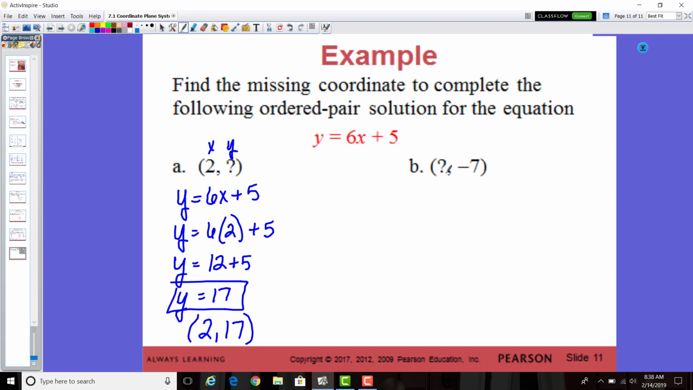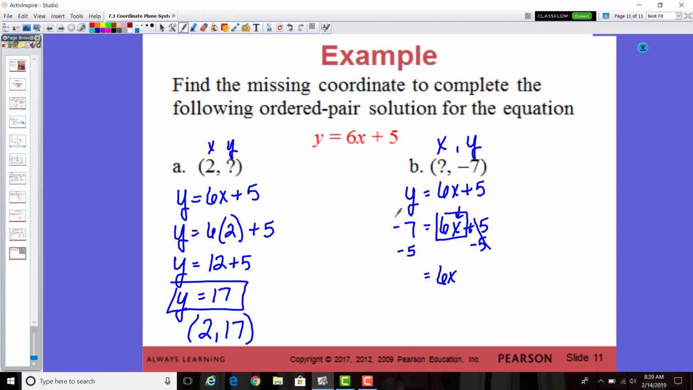Part B, they just flip the value they gave us. Instead of giving us the x, they're now giving us the y value. So we do the same thing. Take the equation y equals 6x plus 5. But in this case, now we're going to be solving for x. So our y value is negative 7. And we have to use our inverse operations to solve this equation for x. So here's my x term, so I know I need to subtract 5.